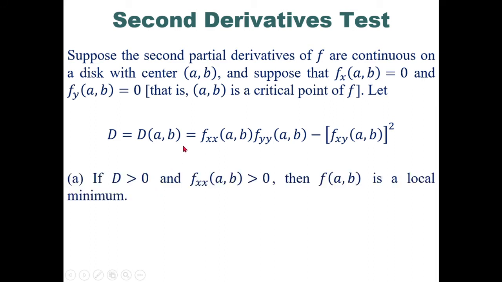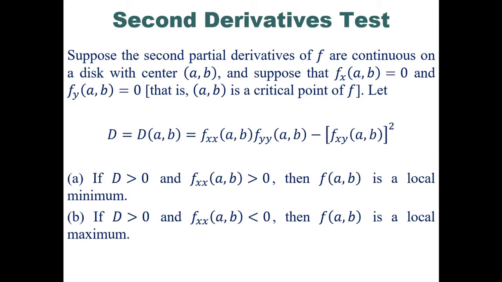If this difference, D equal to fxx at (a, b) into fyy at (a, b) minus fxy at (a, b) bracket square, is greater than 0, and fxx at (a, b) is greater than 0, then this point (a, b) becomes a local minimum point and f of (a, b) is the local minimum value. If this difference and fxx at (a, b) both are positive, then the function has a local minimum at the point (a, b). If the difference is greater than 0 but fxx at (a, b) is less than 0, then the function has a local maximum at (a, b). Means when the difference is greater than 0, then that point can be a local maximum or local minimum.